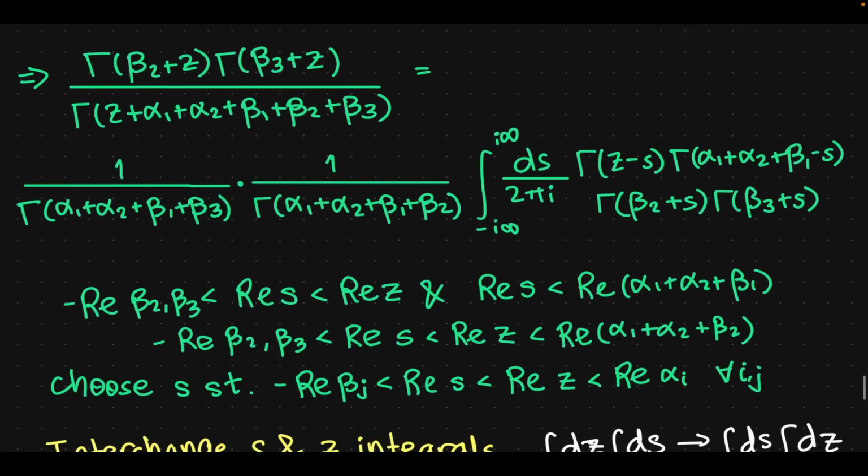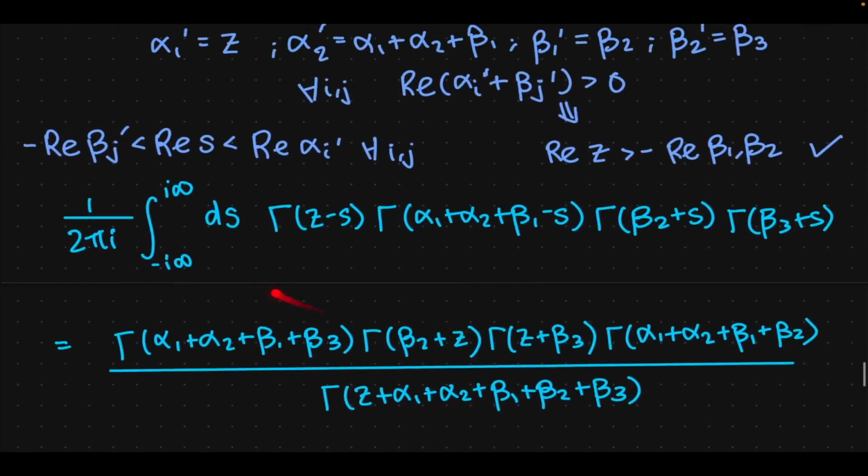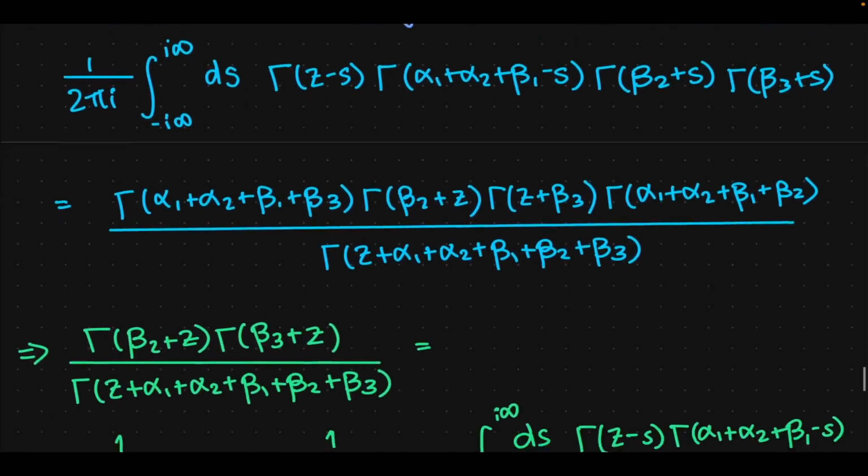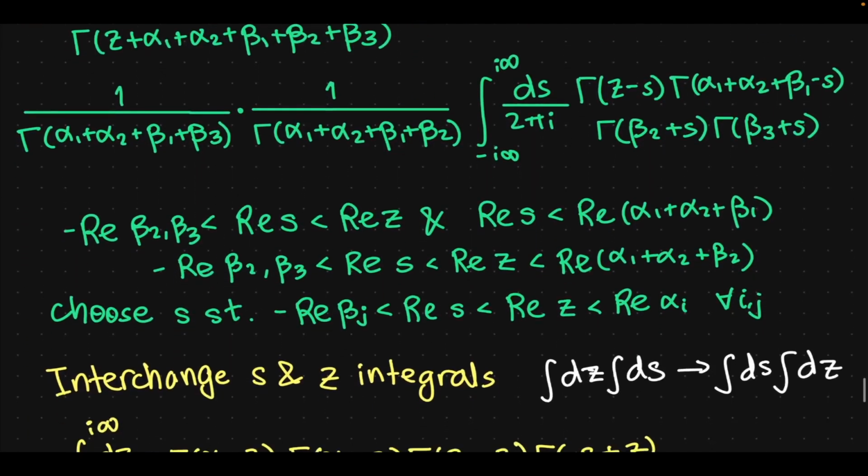And again, the conditions that we have from the placement of our contour, from this condition, negative real part of beta j prime less than real part of s less than real part of alpha i prime for all i, j, that gives us, if we plug everything in for alpha prime and beta prime, negative real part of beta 2 and negative real part of beta 3, both are less than the real part of s, which is less than the real part of z. And the other condition is real part of s is less than the real part of alpha 1 plus alpha 2 plus beta 1. Now, the first condition implies the second.